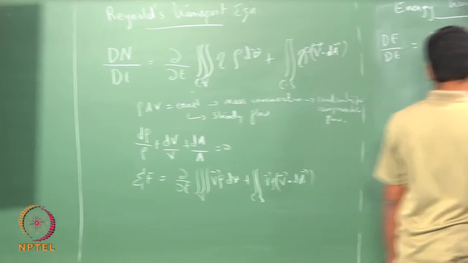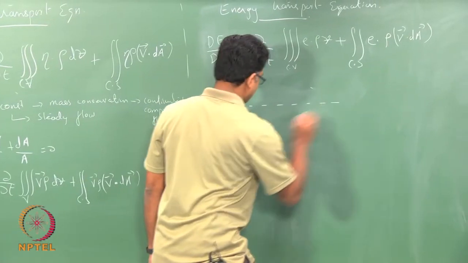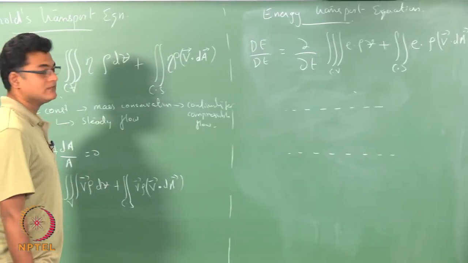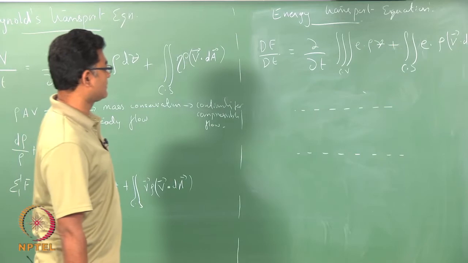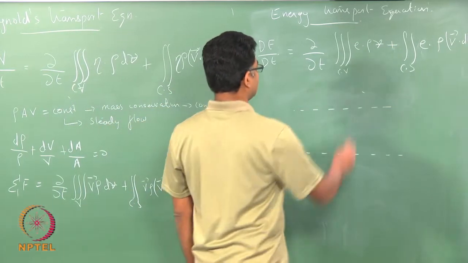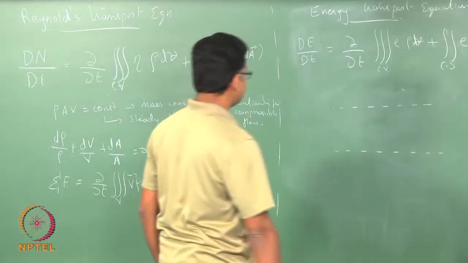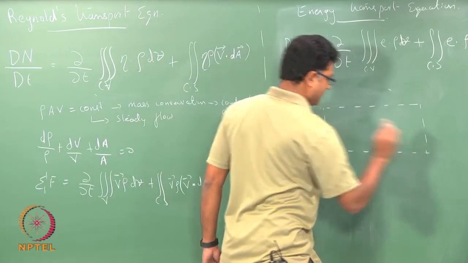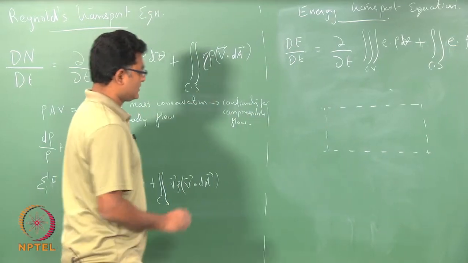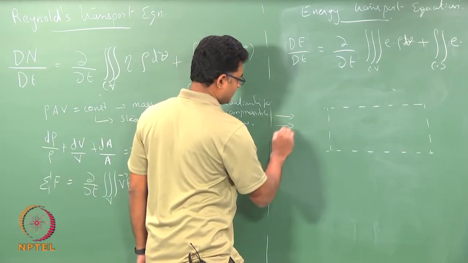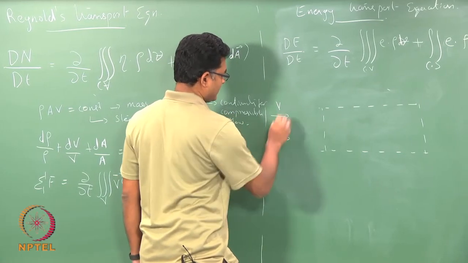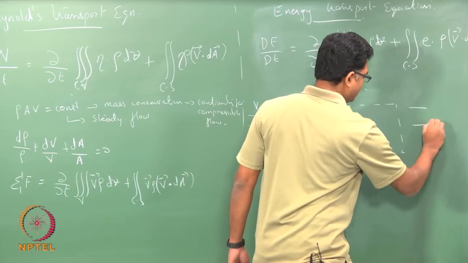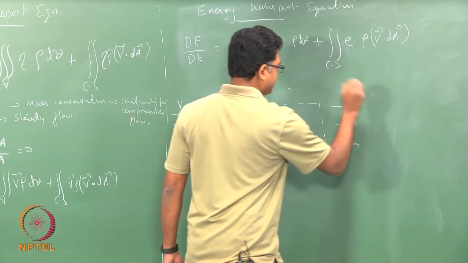So now let us take a control volume. So let us take a control volume. Okay. So some fluid is coming in with velocity v, so let us say v1, some fluid is going out with velocity v2.